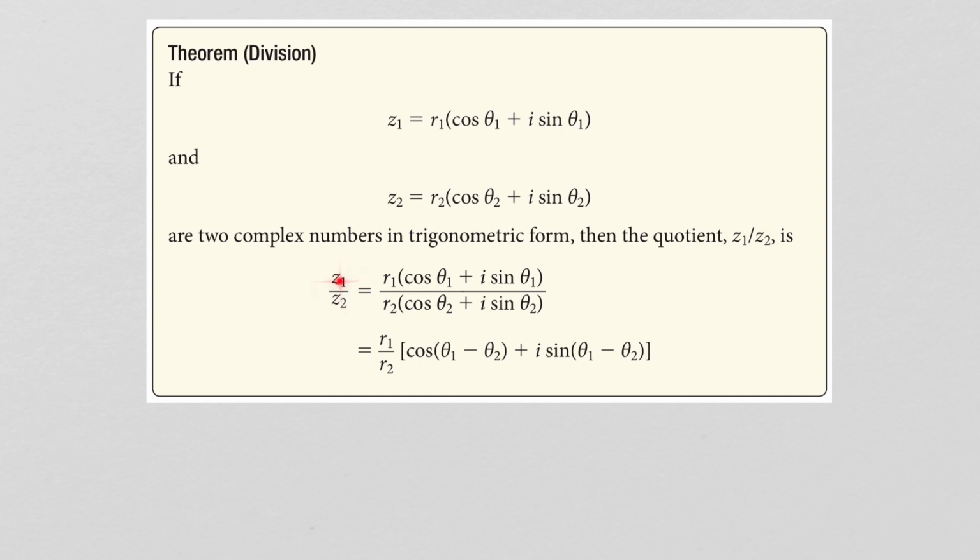So if I want to divide the complex number z1 by z2, I'm going to divide the moduli. So I take the modulus of the first number divided by the modulus of the second number. And then for the arguments, we subtract them. We take the first argument minus the second argument. When we did multiplication, remember, we multiplied the moduli and we added the arguments. So here we're just doing the exact opposite of both of those.